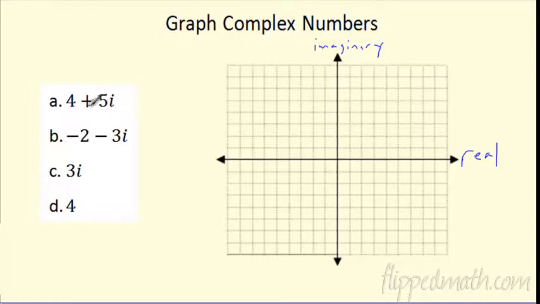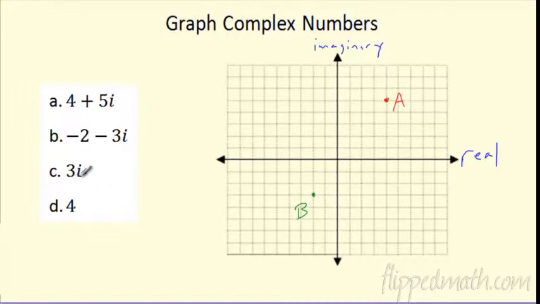It's not too bad to plot these. If this is a plus bi, if I want to plot point A here, essentially you're going 4 in the real direction, 1, 2, 3, 4, and you're going up 1, 2, 3, 4, 5. There it is. That's 4 plus 5i. That is point A right there. Boom. Point A. Fantastic. Can you do point B? Sure. This is negative 2 in the real direction, 1, 2, and then negative 3, 1, 2, 3 in the imaginary direction. So that's going to give me point B over here.